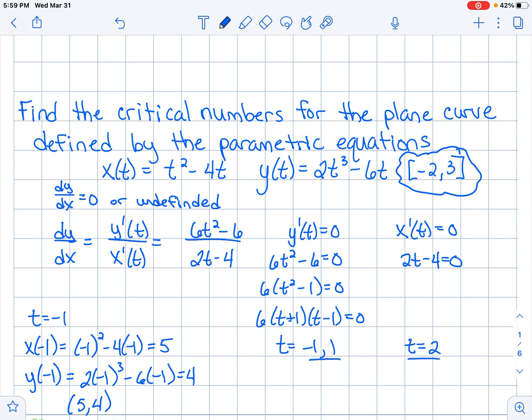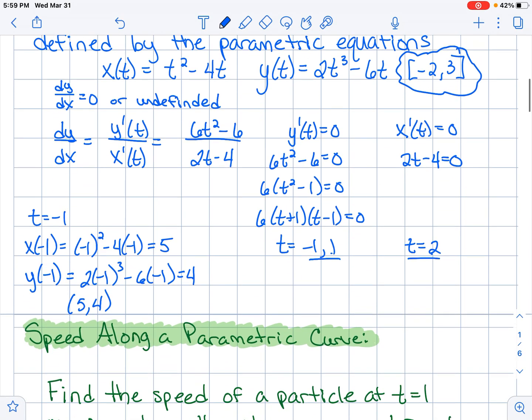We have a critical number on the function itself. And you would do the same for t equals 1 and t equals 2 as well. Okay, so that's the first derivative and an application of it. So now let's go on.